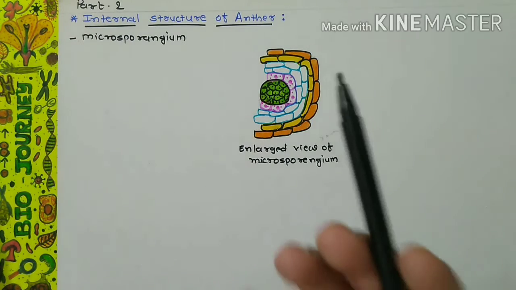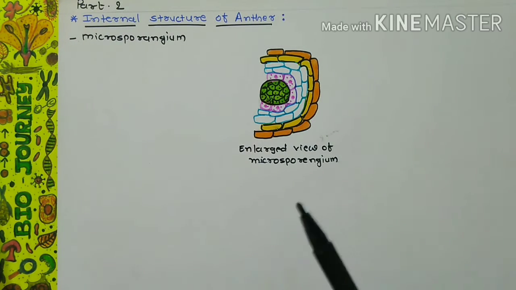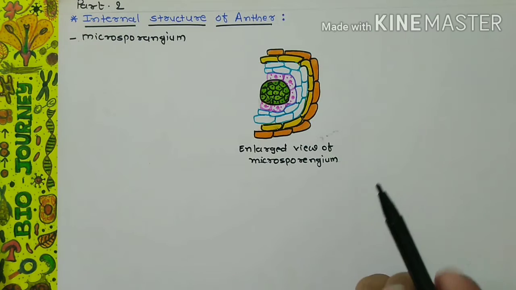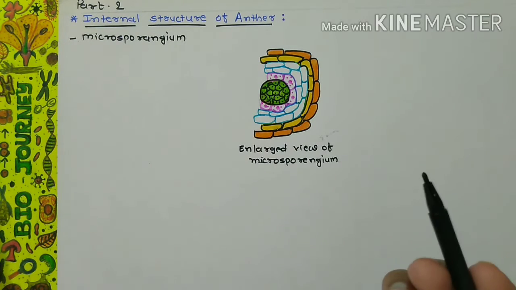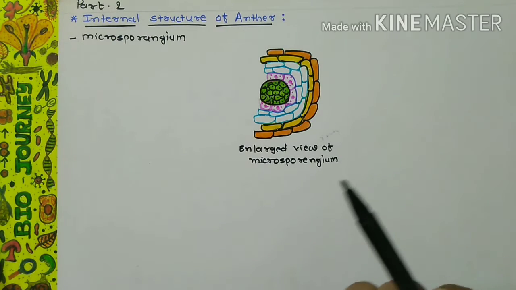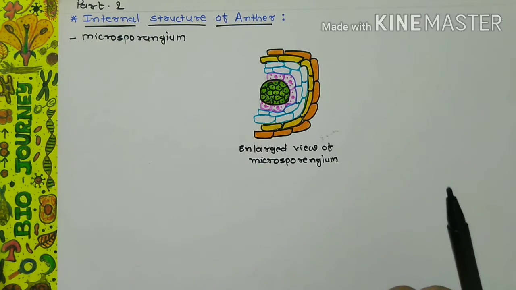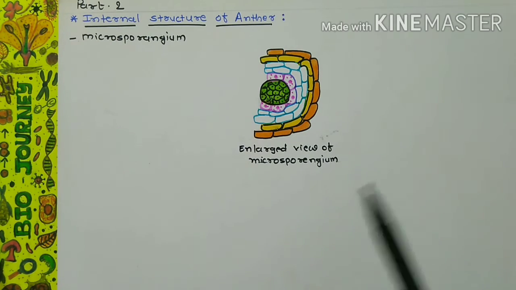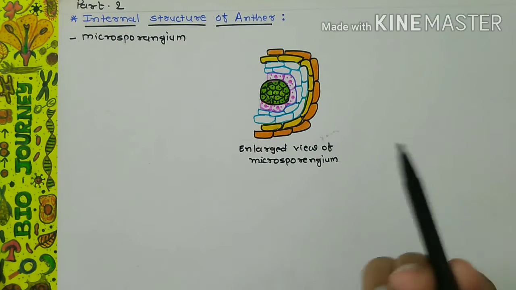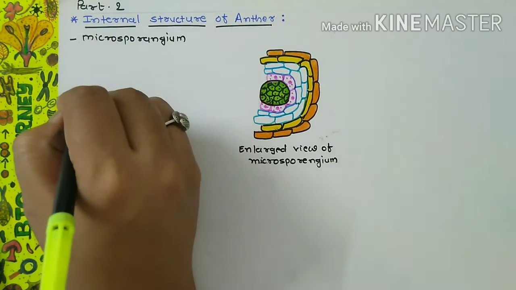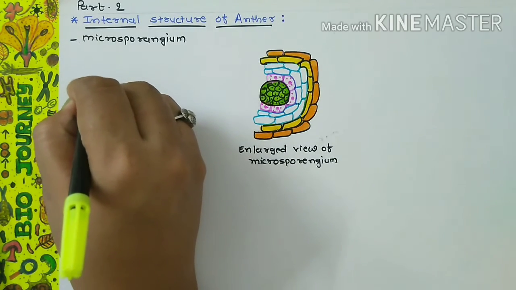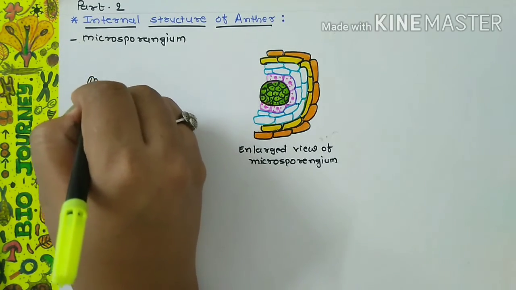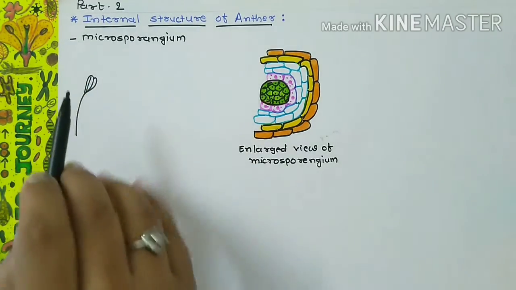As we know, the anther is the most important portion of the stamen, which is responsible for the formation of microspores or pollen grains, which are the representatives of the male gametes. So let's see what is there inside the anther. Let me first draw the structure of the stamen that we discussed in the last video. Now this is the stamen.